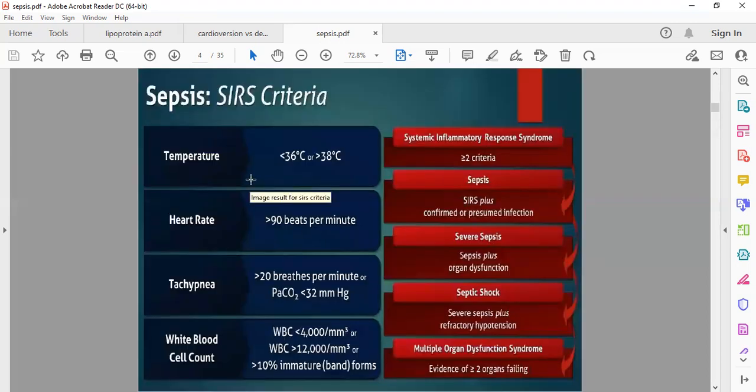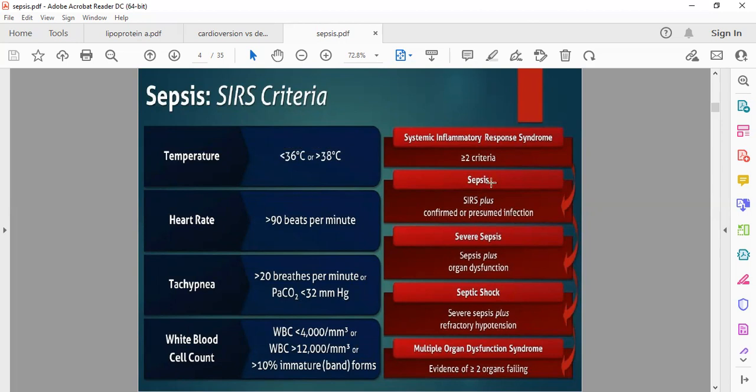Previously, we used a terminology called SIRS, the systemic inflammatory response syndrome, which is now obsolete and not being used nowadays. Still, for knowledge purposes, you need to know what it used to include. It used to include 4 components: temperature, heart rate, tachypnea, and white cell count. Temperature, anything less than 36 or more than 38, comes under the temperature criteria. Heart rate of more than 90. Tachypnea, which is respiratory rate more than 20, or PaCO2 of less than 32, or white blood cell count less than 4,000 or more than 12,000. So if there are 2 criteria out of these 4, it used to fit under SIRS.